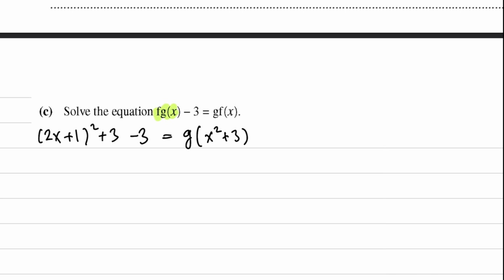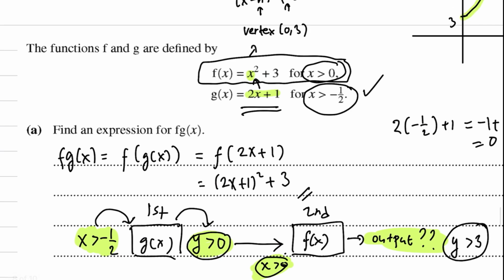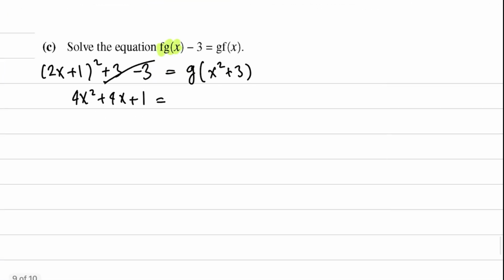So we solve for it. This one cancels, 3 minus 3. So you will get 4x squared plus 4x plus 1 equals g(x). g(x) is 2x plus 1. So let me write here, 2x plus 1 means that we replace x with this. So you will have 2 times (x plus 3), or 2x plus 1.